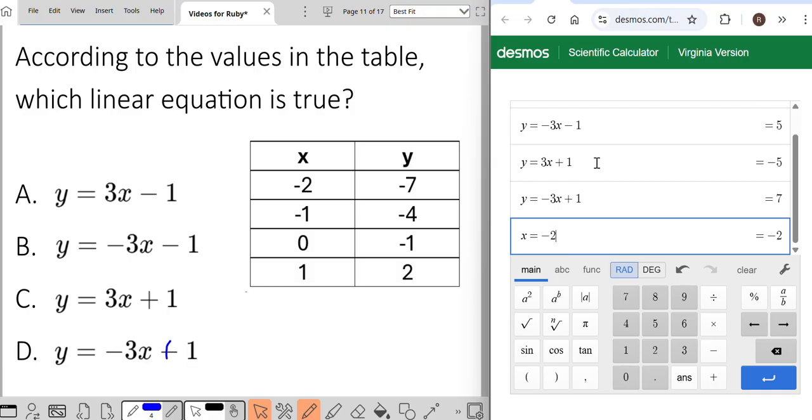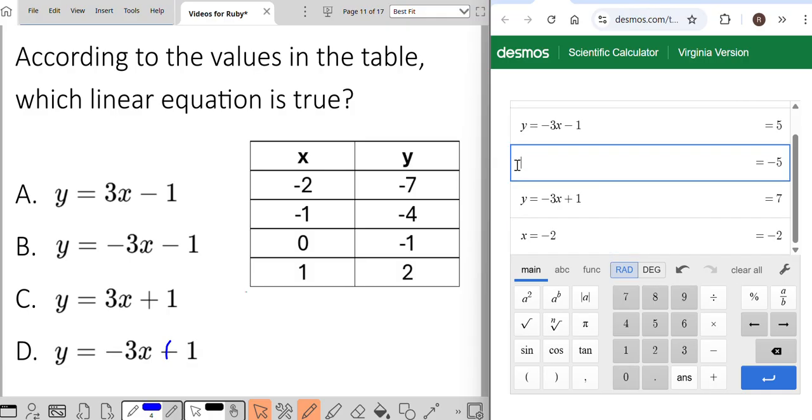This one gives me -5. That is not what we're looking for. We are looking for that 7, that -7 right there. Oh gosh, I'm glad I looked again. This didn't give us -7 either. It gave us +7. So let's get rid of that one also.